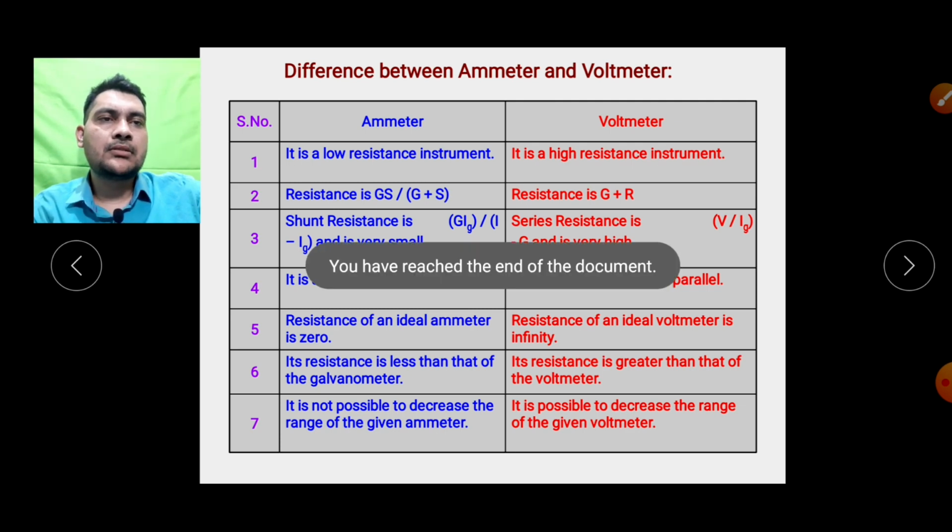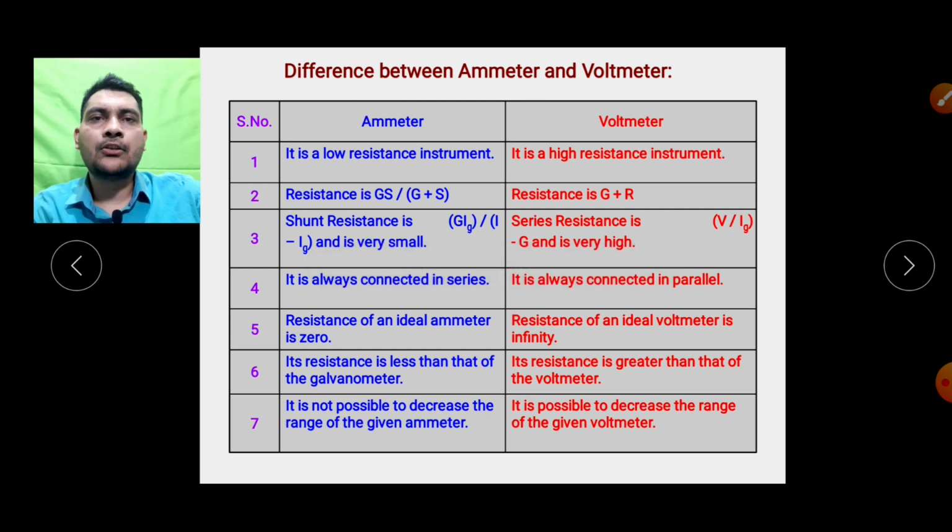So dear students, this is the end of this unit. What we have studied in today's lecture is what a moving coil galvanometer is, the construction and working of a moving coil galvanometer, the use of the radial magnetic field, the use of the soft iron core, and the methods of converting a galvanometer into a voltmeter and into an ammeter.